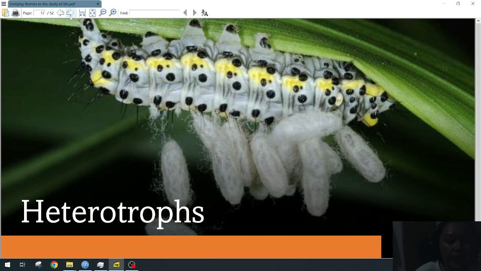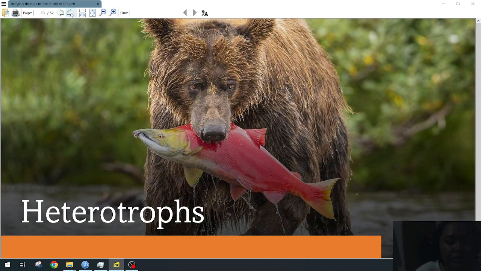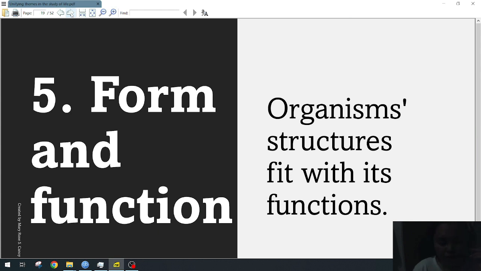These are heterotrophs, as well as the bear and the fish. So the fifth theme is form and function. Organisms' structures fit with their functions, sabi. May purpose kung bakit ganyan ang itsura ng kamay mo. Bakit meron ka 5 daliri. May purpose kung bakit ka may tuhod, kung bakit ka may tenga and all.